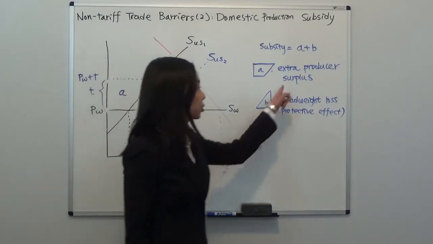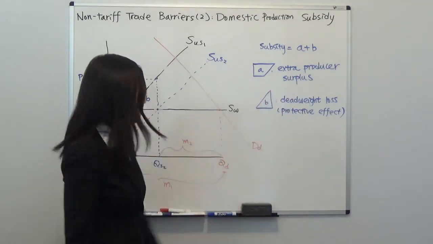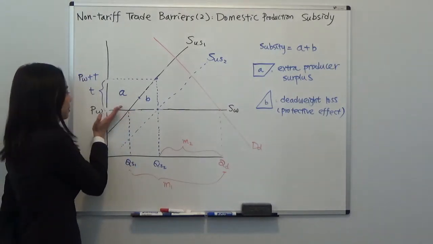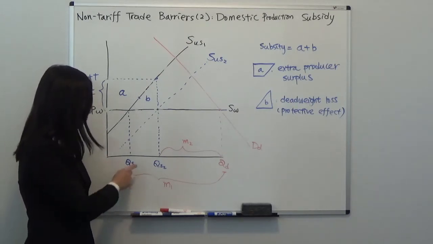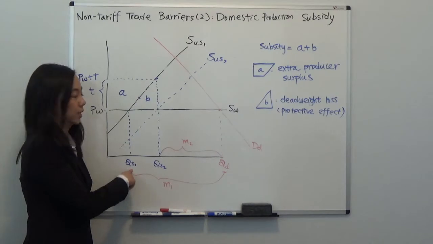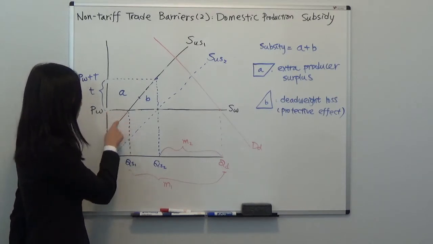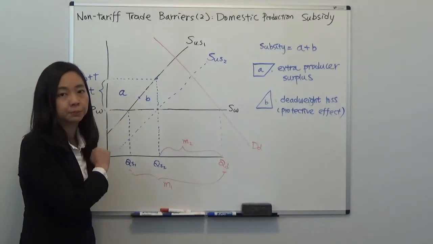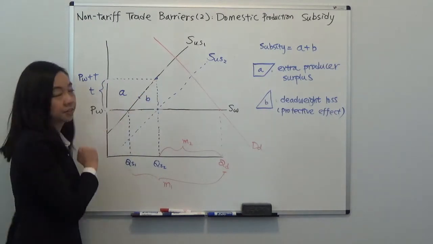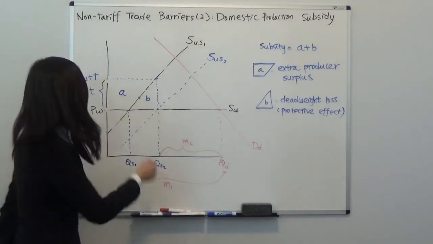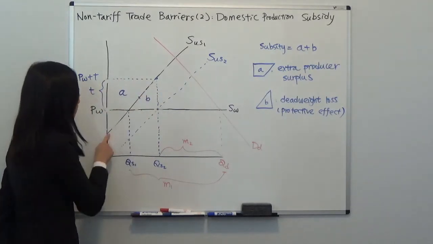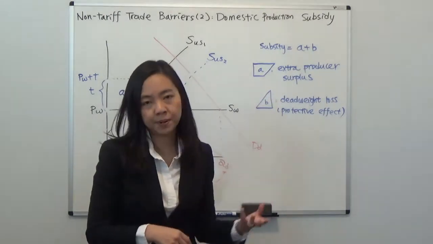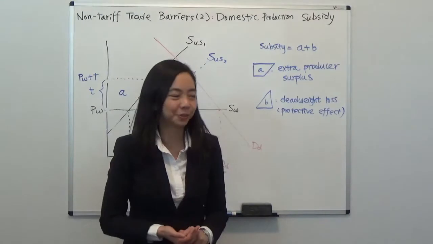Area A will be the extra producer surplus. So we know before the subsidy, the producer surplus was the area below PW, above the supply curve, and the base of the triangle is from 0 to the quantity supplied domestically, so that's QS1. So your producer surplus was this small amount. Now, with the government subsidy, your producer surplus becomes bigger, that bigger triangle, because now you are receiving, as a producer, PW plus T. So that will be your producer surplus. So area A will be the actual producer surplus. It goes from the government or taxpayers to the local producers.